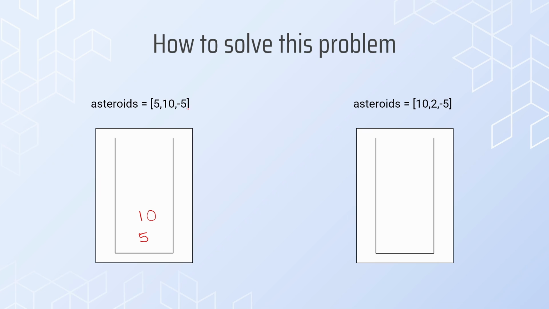Next, you have a negative 5. Now you compare negative 5 to the value at the top of the stack. If this value was a negative as well, then you would just automatically push it onto the stack. But since both of these values are different signs, the value at the top of the stack is a positive and the incoming value is a negative, we will compare the two values.